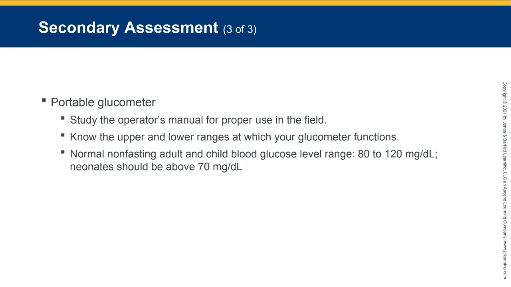Now, your portable glucometer, study the operator's manual for proper use in the field. So if you have a glucometer on your unit or in your jump bag, make sure you're familiar with how to use the glucometer. Know the upper and lower ranges at which your glucometer functions. And for adults and child blood glucose level range, we're looking for a range between 80 to 120 milligrams per deciliter. For neonates or newborns, it should be 70 and above.